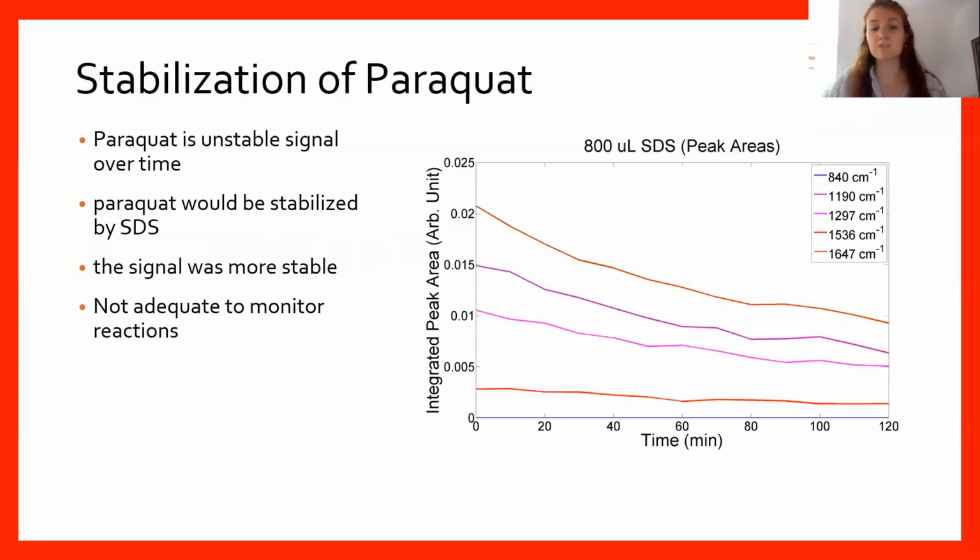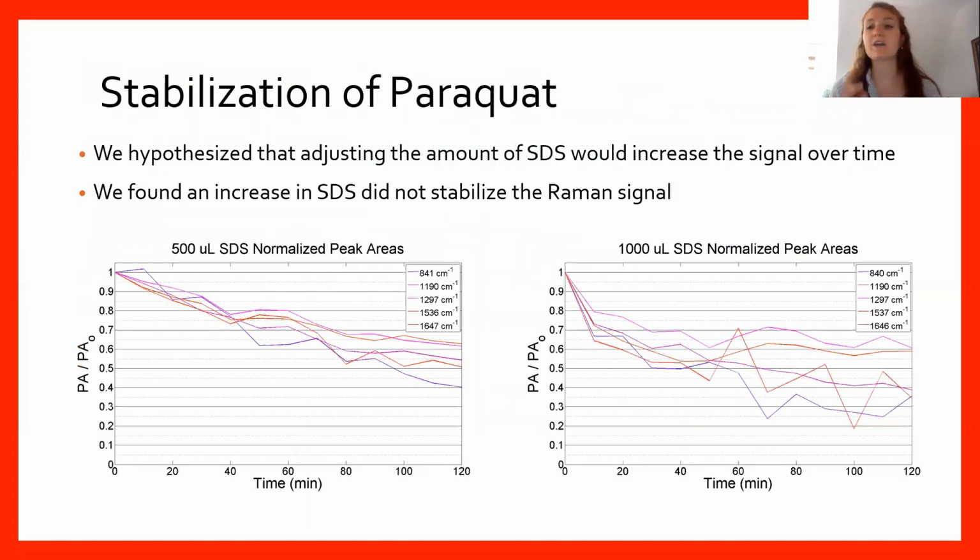In this graph, we can see this is with 800 microliters of SDS, and the signal still decreased over time. So we tried, well, let's tweak the concentration of our SDS and see if adding more or less will be helpful in capping them. And we did find that adjusting the concentration of the SDS did not completely stabilize our Raman signal.